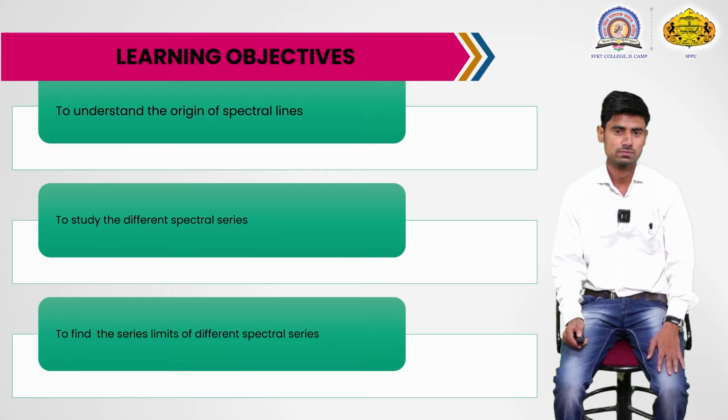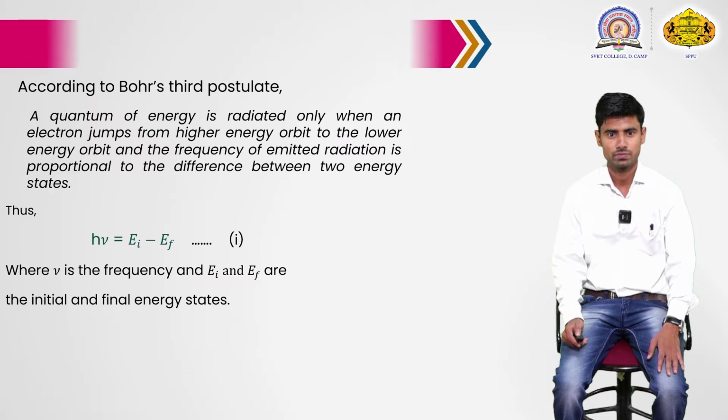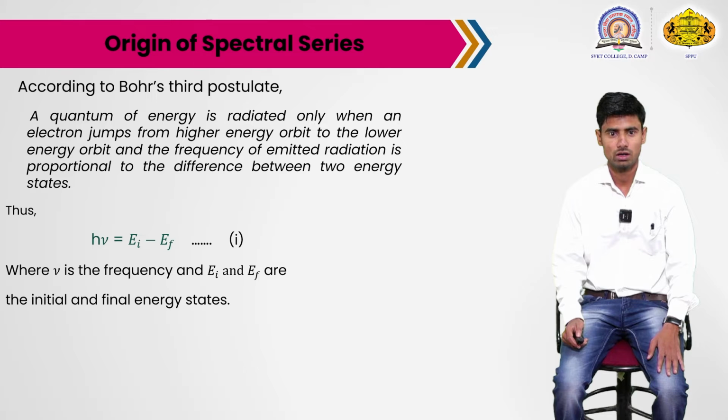In today's lecture, our learning objectives are to understand the origin of the spectral lines and to study the different spectral series in the hydrogen atom. And also we will find the series limit for each particular series in the hydrogen spectrum. So let's start with the origin of spectral series.